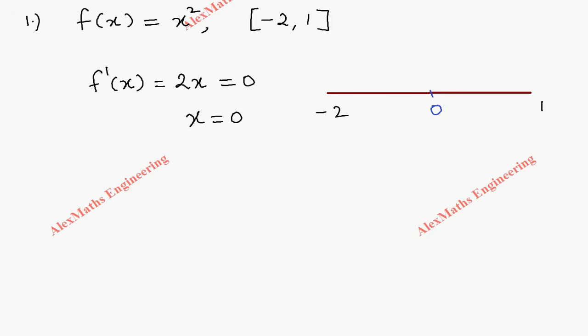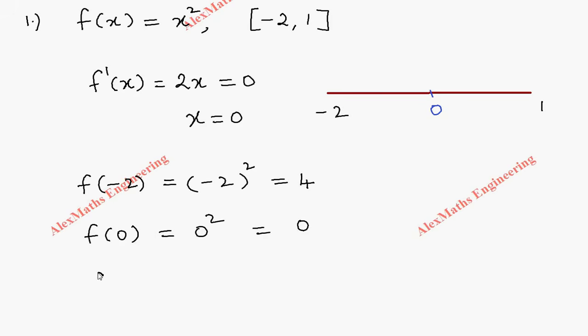After plotting this, you have to find the function value for all these values. First f of minus 2, so minus 2 whole square. You have to substitute this value in the function. Function is x square, so when I substitute minus 2, it will become minus 2 whole square, which is 4. Then f of 0 gives 0. And f of 1 will be 1 square, which is 1. So among these three values, the minimum is 0 and the maximum is 4.